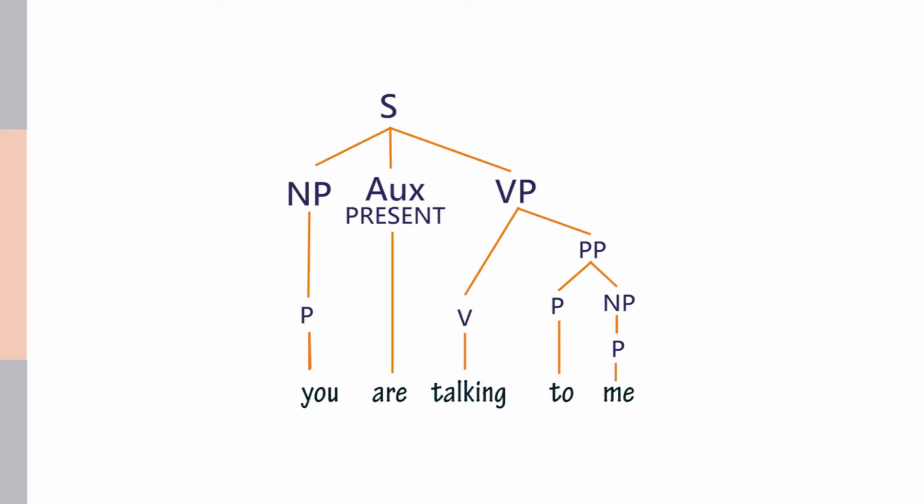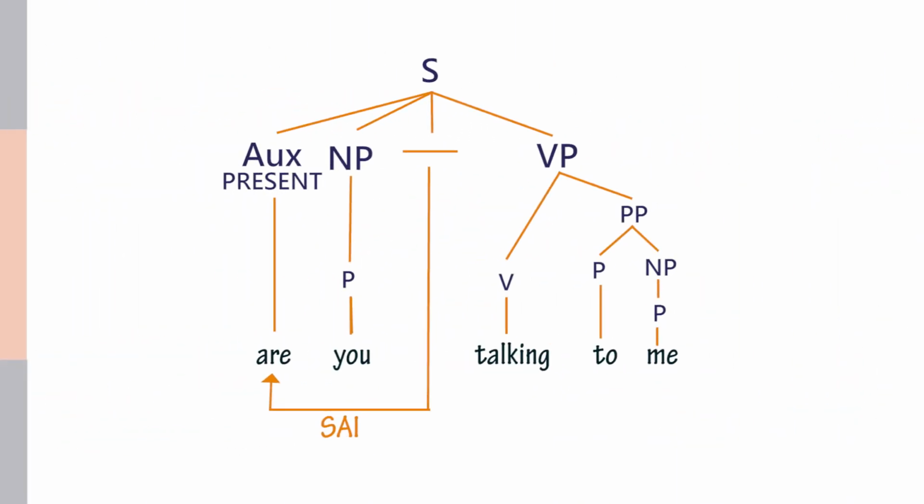So the sentence is, you are talking to me. Here, the regular tree, you're talking to me. Now, I want to say, are you talking to me? So turn it into a question. Are you talking to me? Subject auxiliary inversion, or you can say move aux. So now we have our tree.